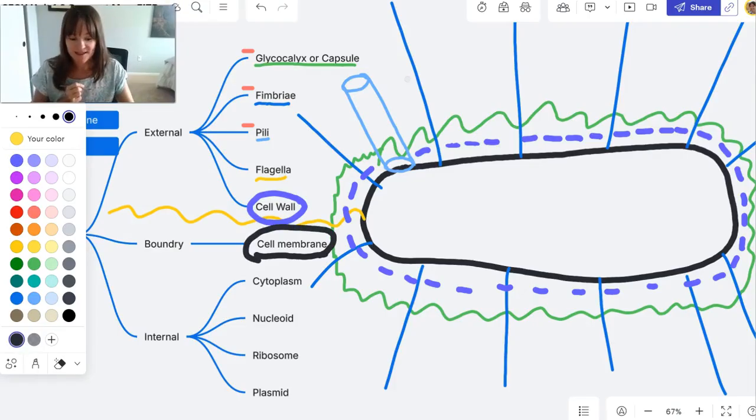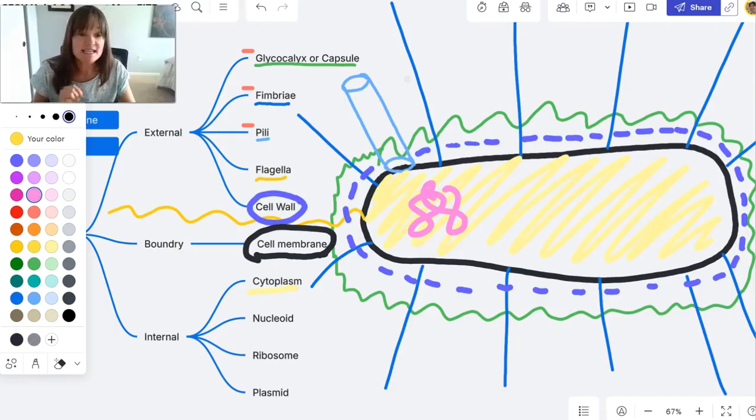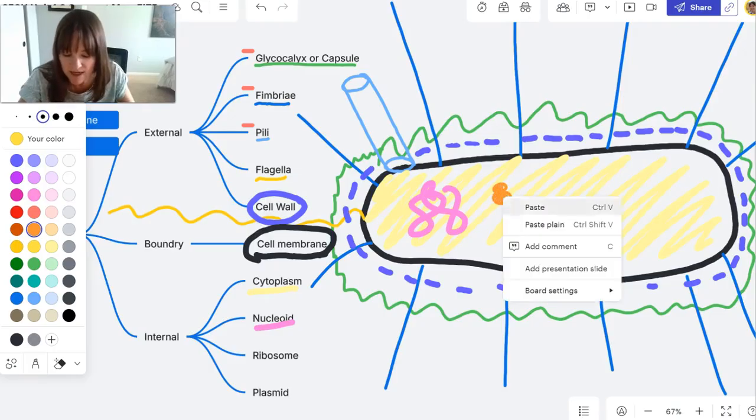Okay, let's label the cytoplasm. So that would be the entire interior liquid portion of the cell. The nucleoid is the location where the DNA is. And then the ribosomes, these are the protein factories for the cell. That's what I would really like you to remember. And there's many of them.